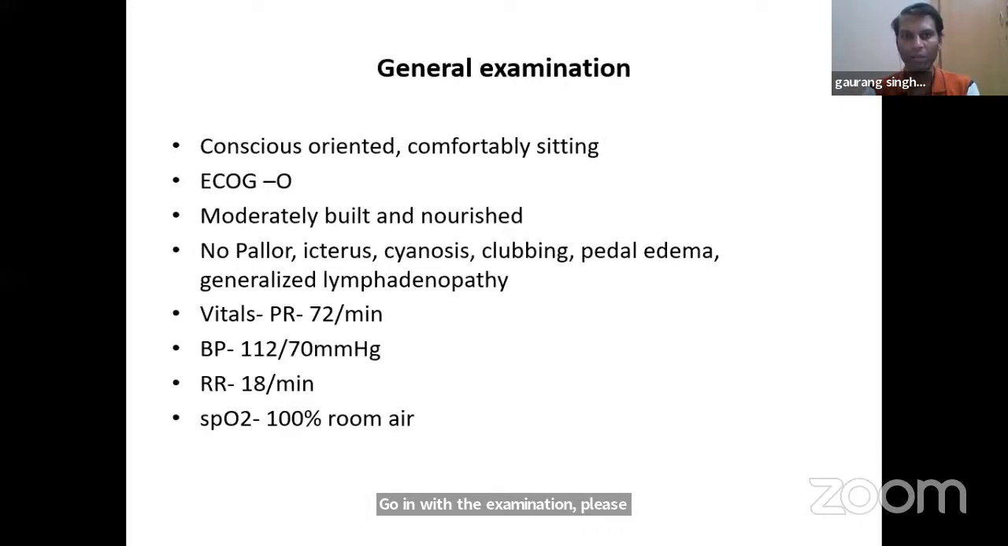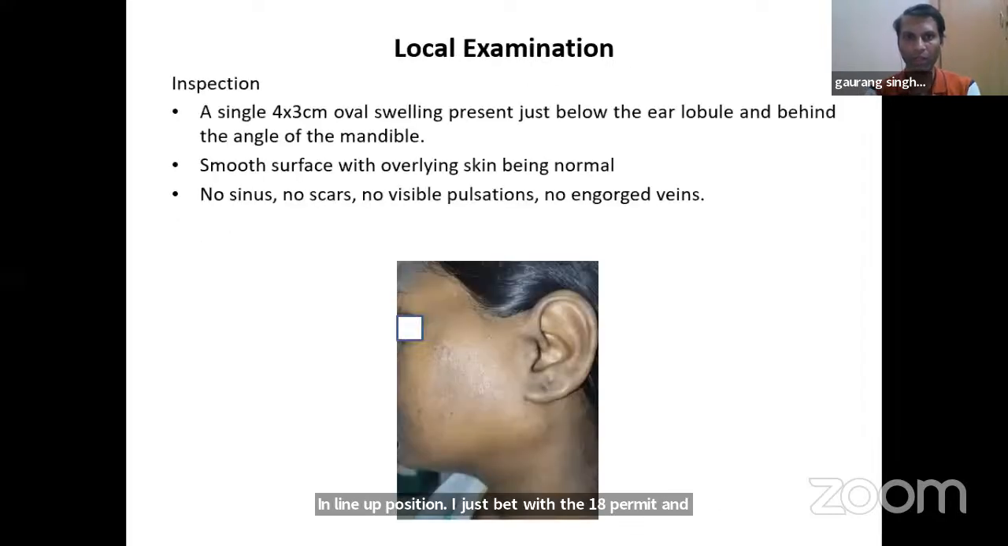Coming to general examination. Patient is conscious, oriented, comfortably sitting. ECOG was 0, moderate build, moderately nourished, no pallor, icterus, cyanosis, clubbing, pedal edema, or generalized lymphadenopathy. Vitals: pulse rate 72 per minute, BP 112/70 in supine position, respiratory rate 18 per minute, and oxygen saturation 100% at room air.